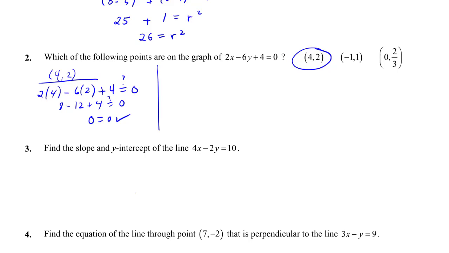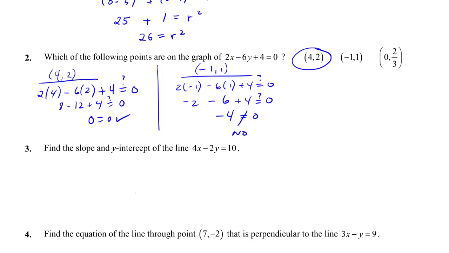All right, then I could go to negative 1, 1. Is 2 times negative 1 minus 6 times 1 plus 4 equal to 0? Let's see, negative 2 minus 6 plus 4, is that 0? That's negative 8 plus 4, that's negative 4 equals 0? No. This first one was yes. So no, it is not on the curve.